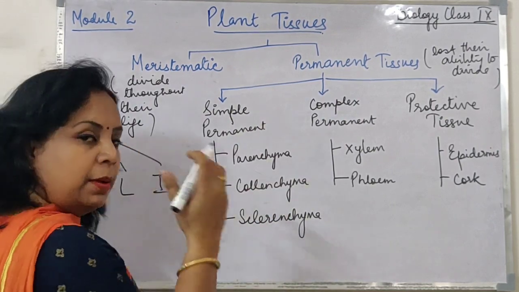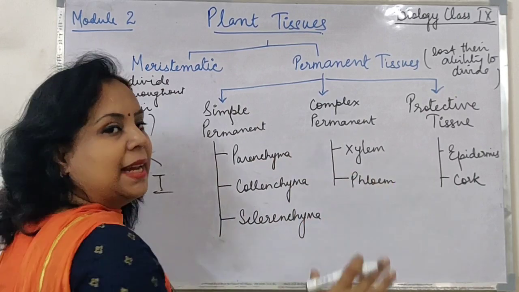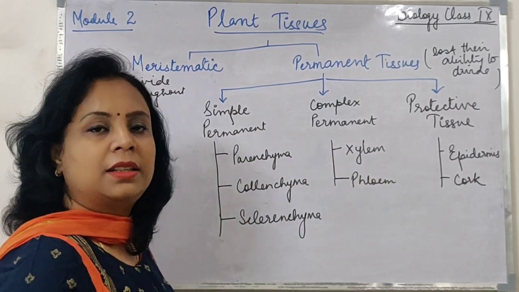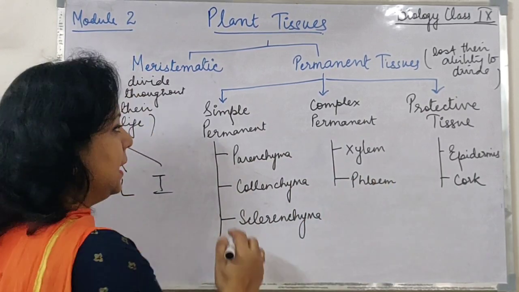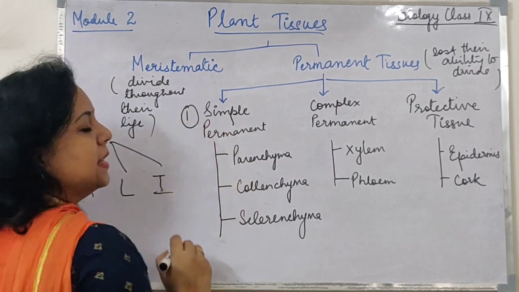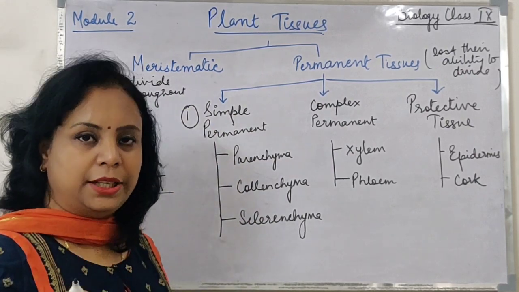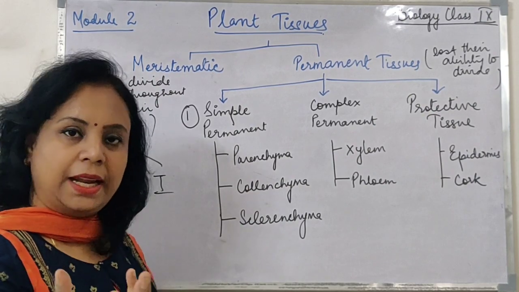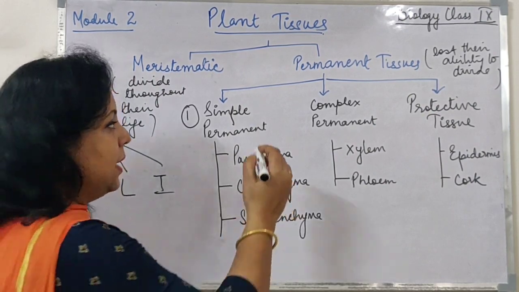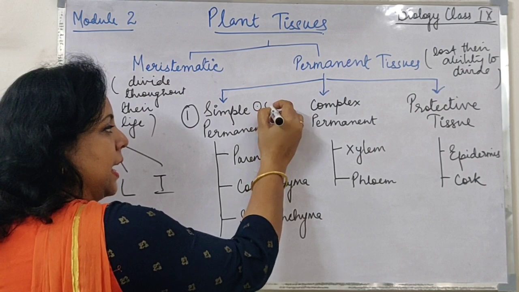Permanent tissues we will be studying in three broad categories in our class 9 syllabus of CBSE. The first category is that of simple permanent tissues. Simple by the name because they are very simple in structure and all the cells are alike.